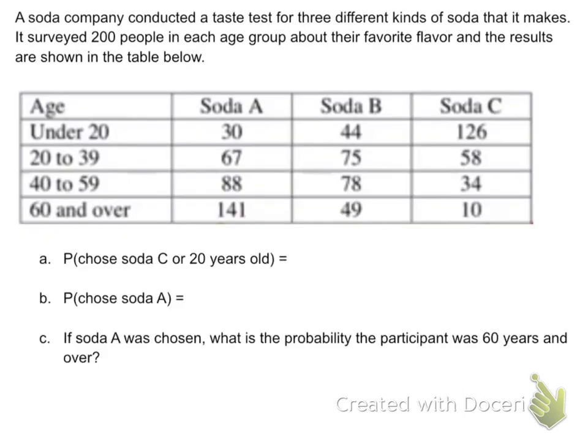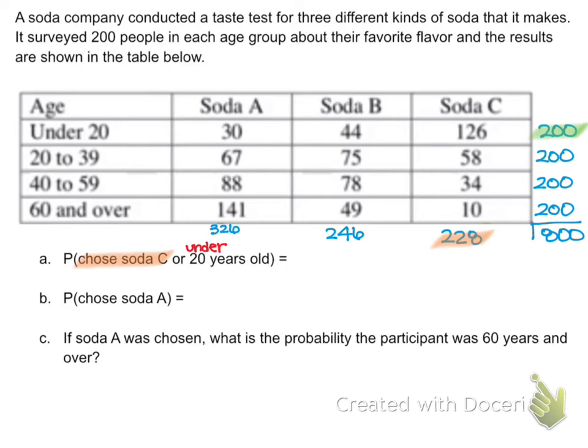Okay, moving on to the next one. Now we have a table set up for us. We're going to use this two-way table. My recommendation to you whenever you have problems like this is making sure that you put the totals in the table as well. So the row totals, the column totals, and then the table total down in the bottom right-hand corner, and then see if you can answer the questions.